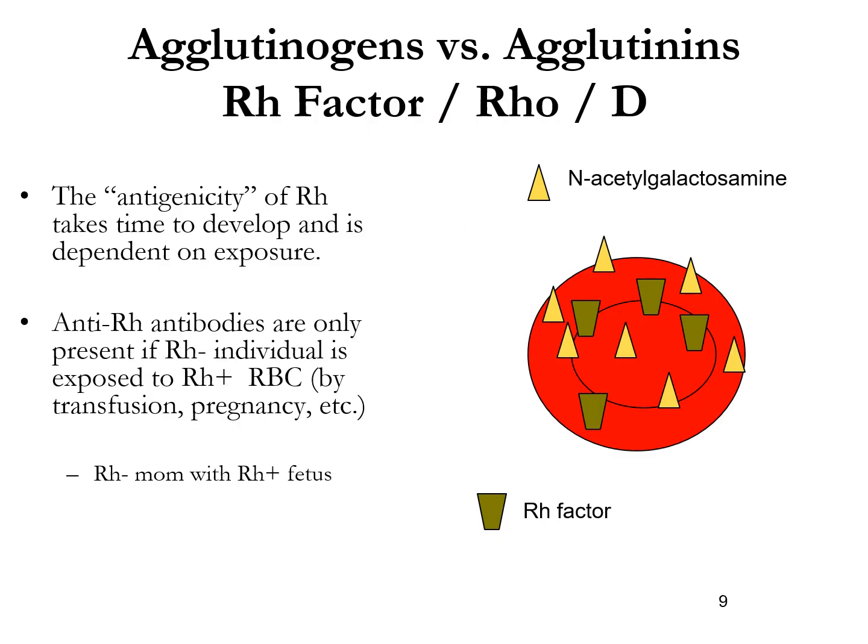In this picture, I am doing my best using PowerPoint shapes to show you a red blood cell. And this red blood cell with the yellow triangles, I'm trying to represent that would be N-acetylgalactosamine. And with the green rhomboid shape, I'm trying to represent the Rh factor. So this red blood cell, if we had to give it a blood type, would be A positive.